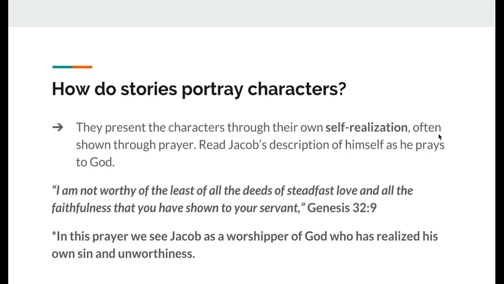"I am not worthy of the least of all the deeds of steadfast love." He's saying, I am not worthy. He's come to a self-realization. It's almost a confession, and he's praying this to God. So we can see the development, the transformation of this character as he goes from greedy brother to confessing to God his sin.